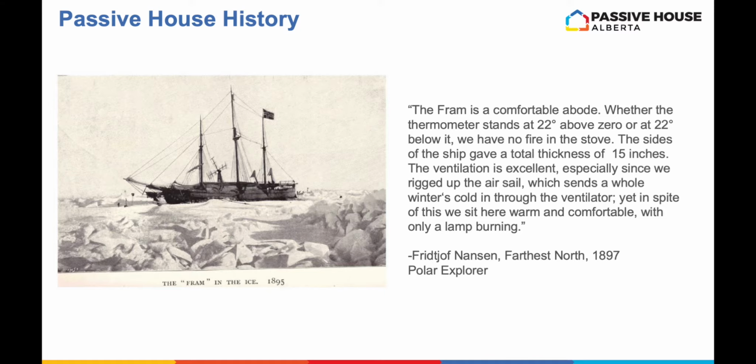The first, what you might call passive house, was actually a ship. It was from 1897. This is an Arctic exploration vessel. It's the Fram. "So the Fram is a comfortable abode, whether the thermostat is 22 above or 22 below. We have no fire in the stove. The sides of the ship gave a total thickness of 15 inches.